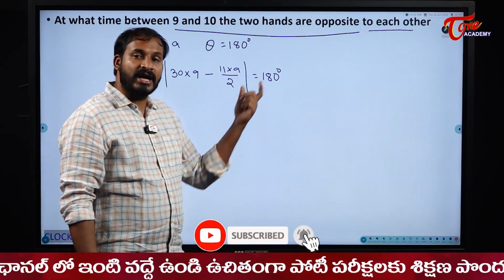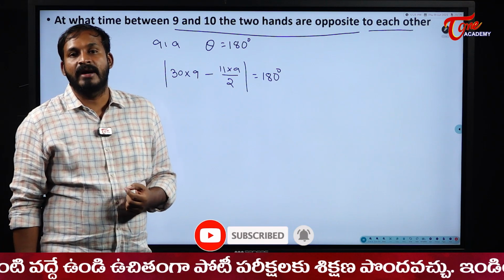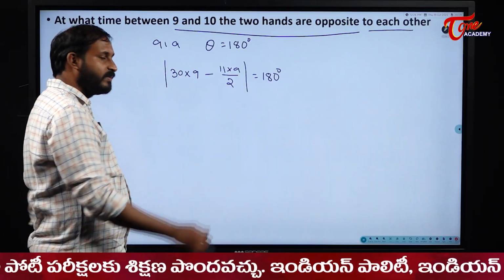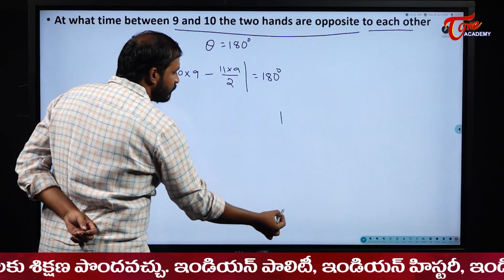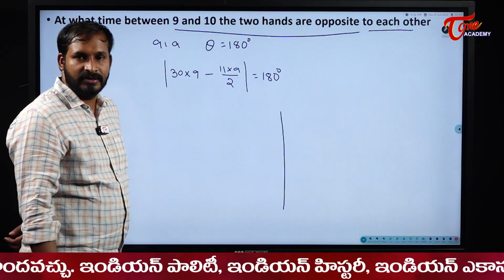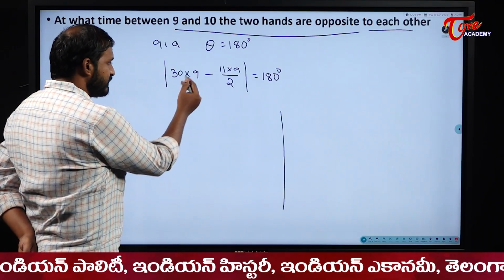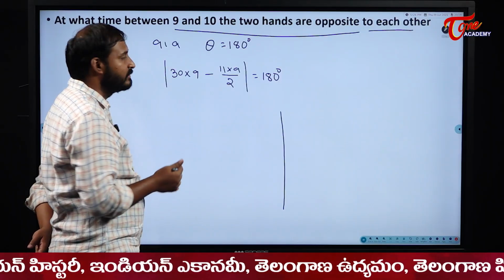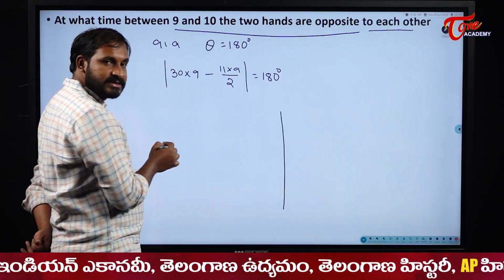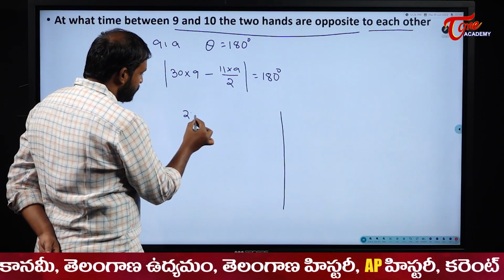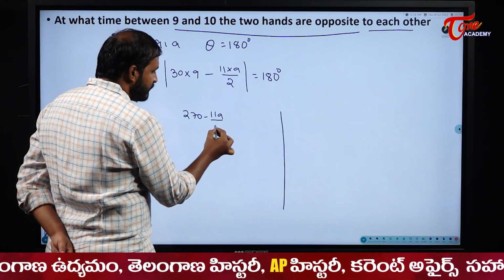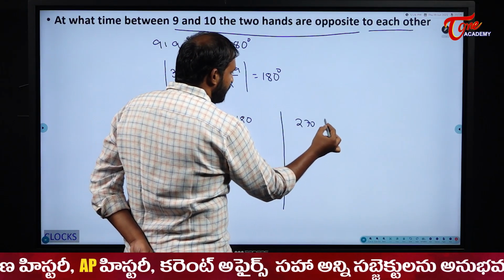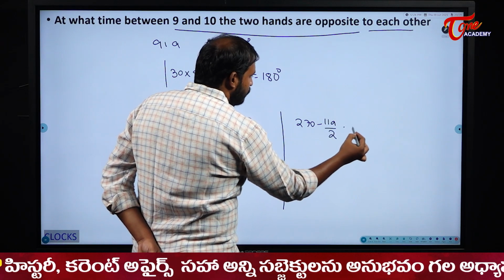When you send the mod to the other side, it will become plus or minus 180. Now please observe here, students. This is the reason I told you why 11a by 2 should be between 0 and 360 degrees. Now I will take one time plus 180, one time minus 180, and I will observe what will happen. See here, 270 minus 11a by 2 is equal to plus 180, and similarly 270 minus 11a by 2 is equal to minus 180.